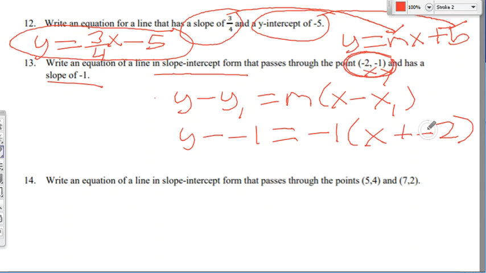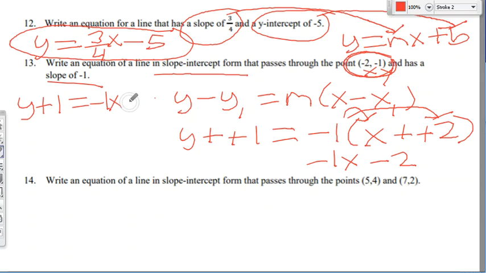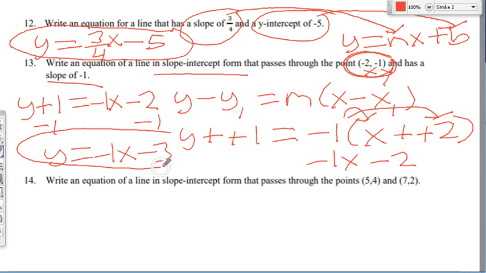Now from there, we need to take this equation and put it into slope-intercept form. So we're going to distribute the 1 to both of these terms. So 1x minus 2. Okay, and then we are going to subtract 1 from both sides. And now our equation is in slope-intercept form. Okay, let's go ahead and do the last one.